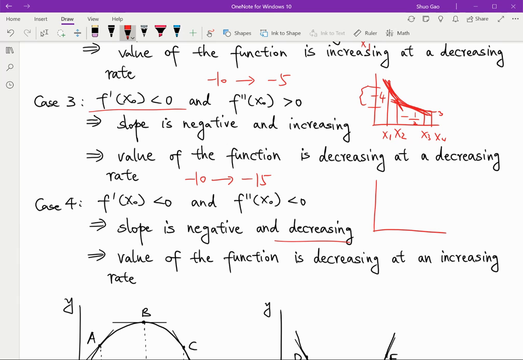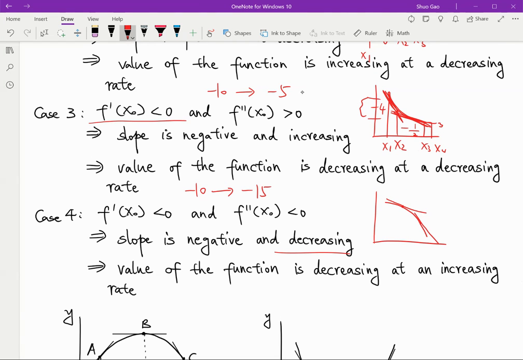So here is something like this. The slope is always negative. Here the slope is downward sloping, and here the slope is also downward sloping. And the slope is becoming steeper and steeper. Here the slope may be -1/4, and here the slope may be -4. From -1/4 to -4, the slope is decreasing.